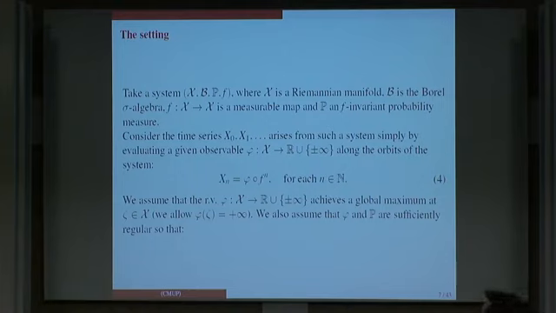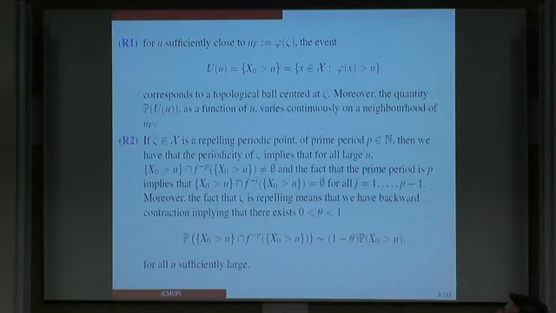Okay? So in this case, we are going to assume that phi achieves a global maximum at a certain point zeta, but zeta can be any point in the phase space. And we allow phi to actually take the value plus infinity at that point zeta. And basically, we assume some regularity on both phi and P, so that these 2 conditions R1 and R2 hold. Okay, so let me try to give you an idea of what.